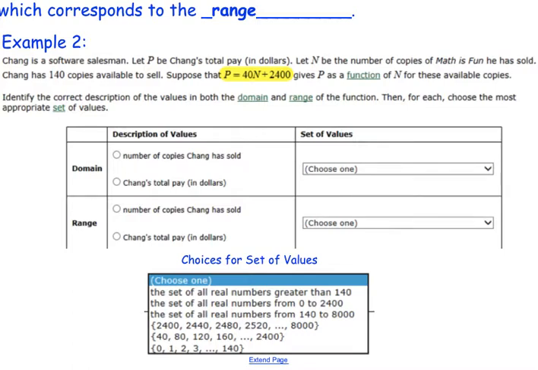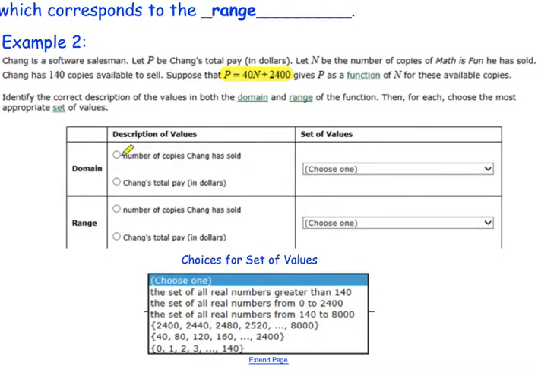Now down here, they want us to identify the correct description of the values in both the domain and the range, and then choose a set of numbers. So we have these possible sets of values down here that we can use for domain and range. Domain, again, those are your independent values, your X values where you would be plugging into the equation. If we look up here, where we would substitute into this equation is where we see N. And if we read back up here, it says N is the number of copies that he has sold.